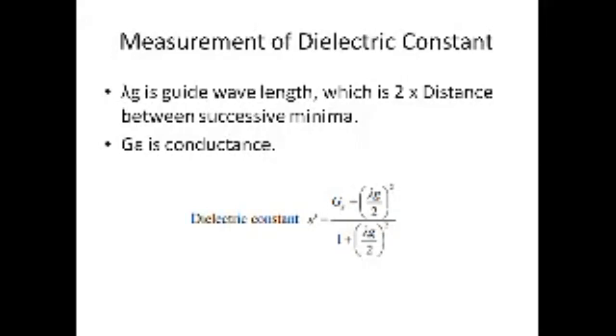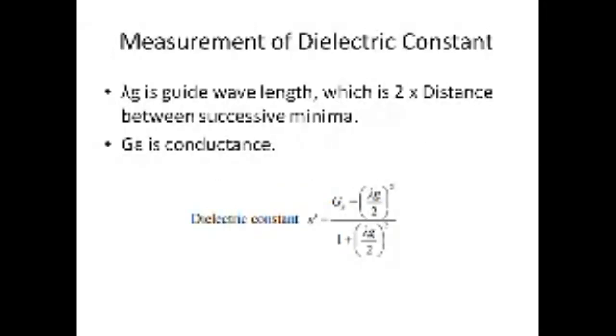Lambda G is the guide wavelength, and this guide wavelength is twice the distance between the successive minima, that is H2 and H1. Twice the distance between the successive minima is the guided wavelength here. And the conductance is measured using this formula. After measuring the conductance, the dielectric constant is measured.